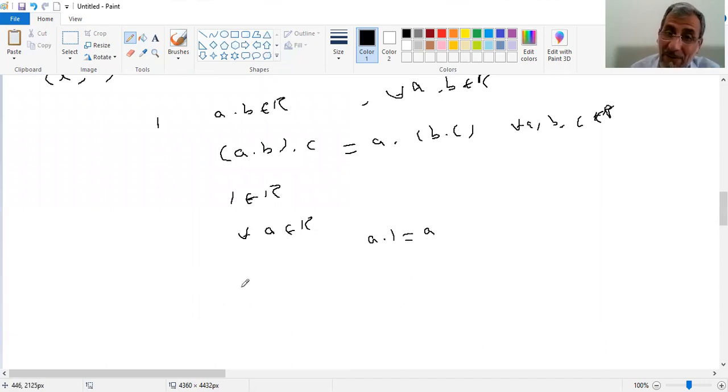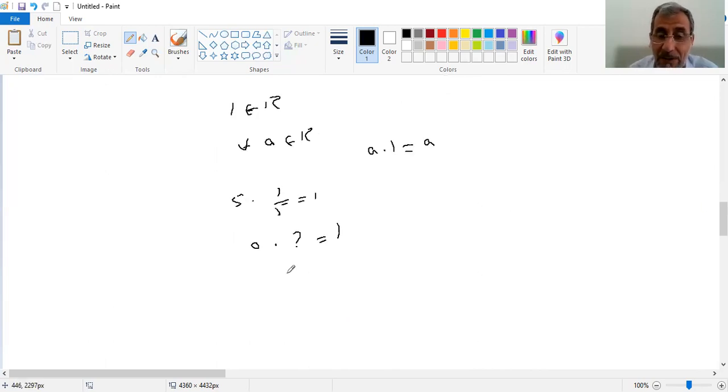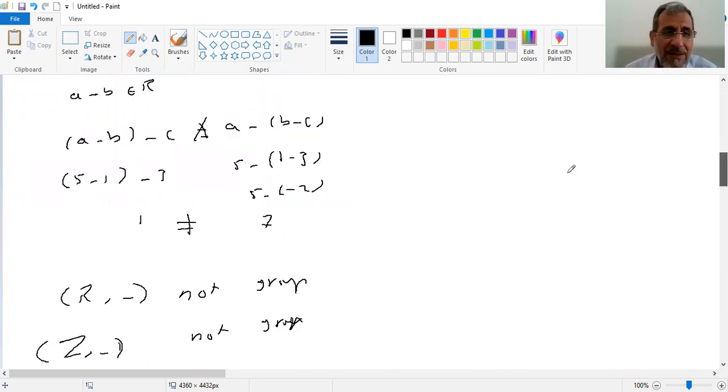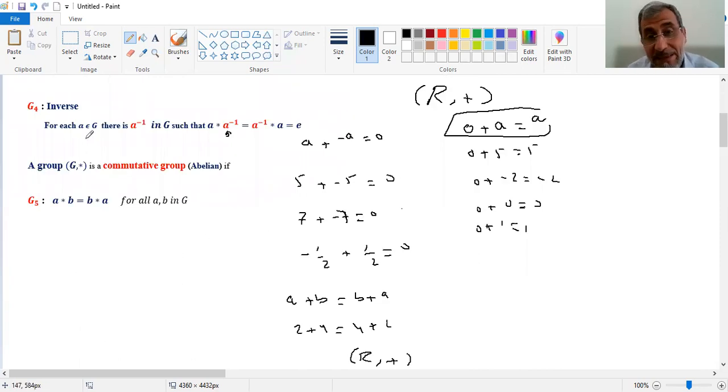But what about the inverse? If I say 5, what is the inverse? 1 over 5, since 5 times 1 over 5 is equal to 1. But what about 0? 0 times what equals 1? Nothing. So 0 has no inverse. Why? Because look here, we said for each A, yes: 5, 1 over 5; 2, 1 over 2; half, 2, which is equal to 1 under multiplication. But what about 0?